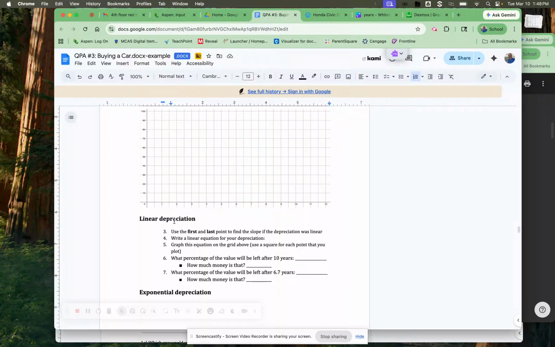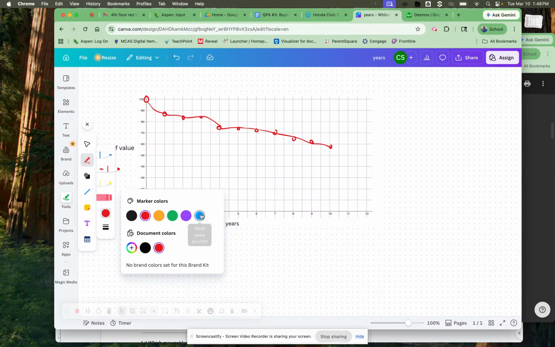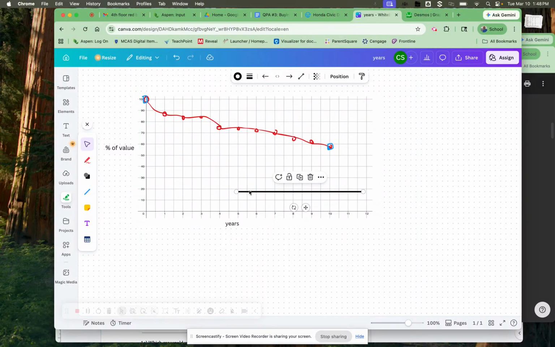All right, so now I'm going to turn this into a linear depreciation. I'm going to use the first and last point, and I'm going to use a square for each one. I'm going to have a square here, and a square here. And to make it linear, I'm going to make it start here and a straight line all the way through. So that is my linear graph.